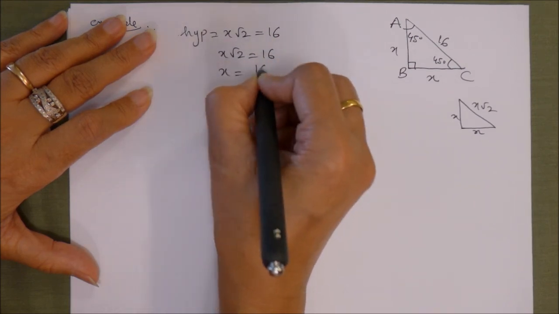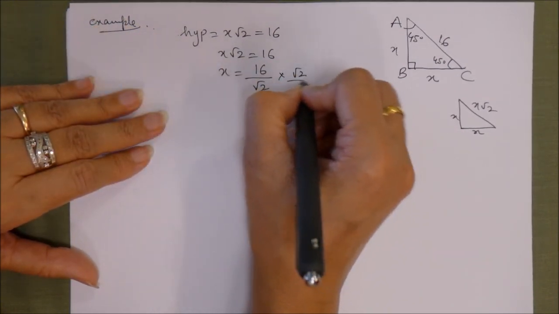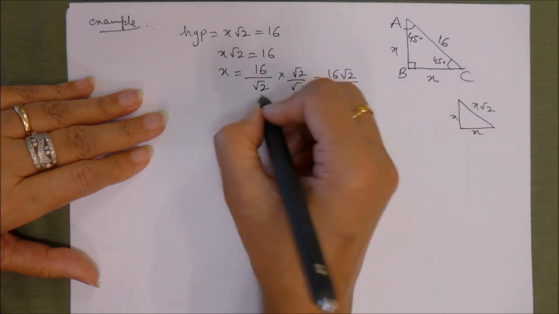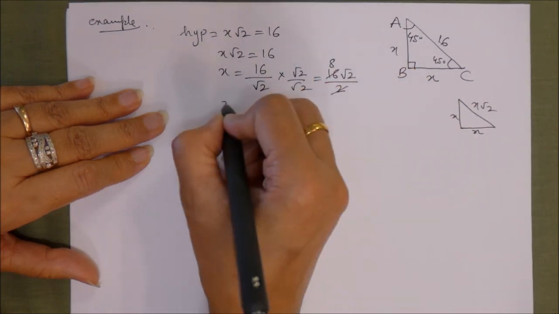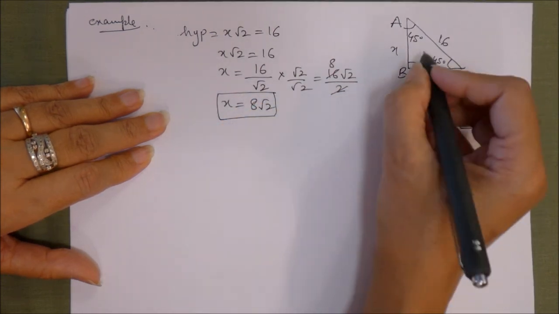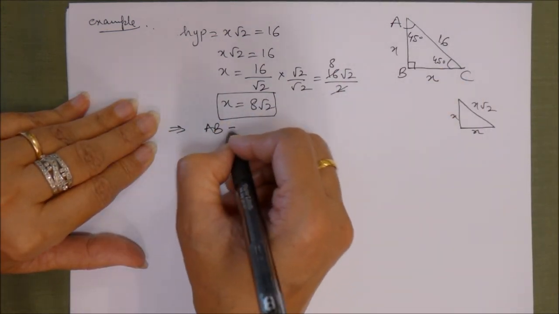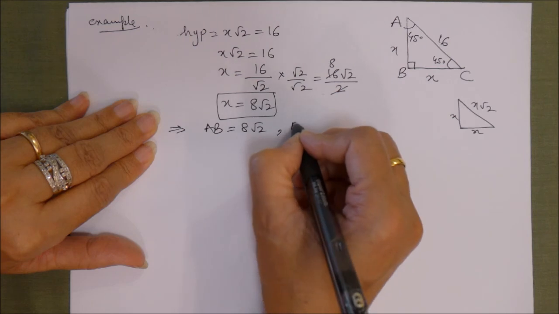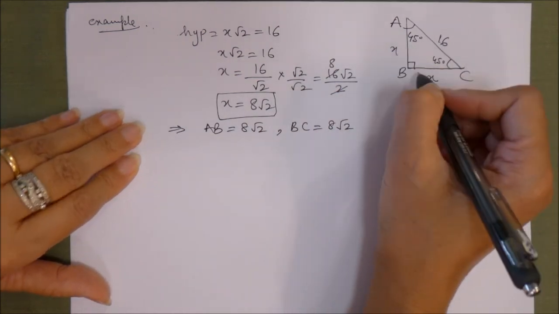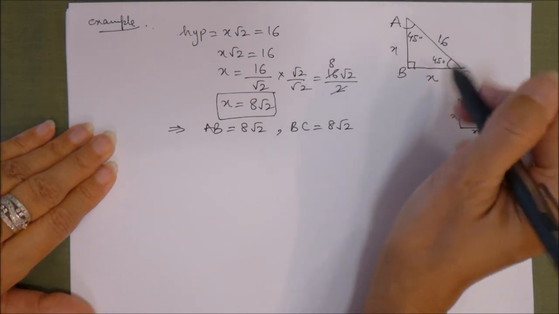So x is equal to 16 upon square root 2, and we rationalize it. So it is 16 square root 2 upon 2. This will be cancelled. So x is 8 square root 2. So you can see here the equal sides, AB is 8 square root 2 units and BC is also 8 square root 2 units. So we can find the remaining two sides whenever one side is given. So this is the way we do these questions.